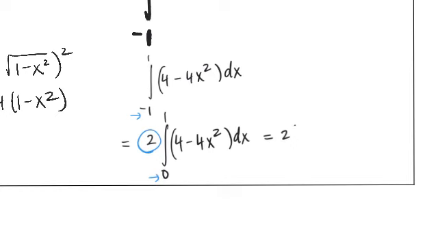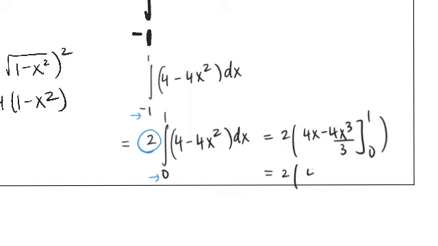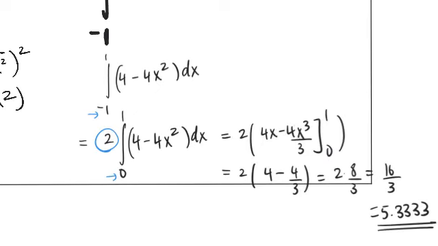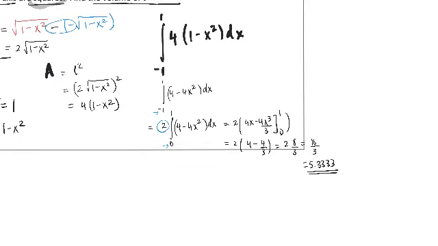And then I would get 2 times 4x minus 4x cubed. Just take this through to an answer from 0 to 1. And that would be 2 times 4 minus 4 thirds, which is 2 times 8 thirds, or 16 thirds, which is 5.3333. If you're using a calculator, give me the answer to 4 decimal places.